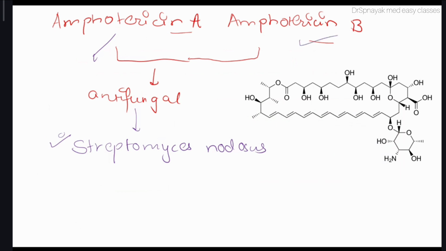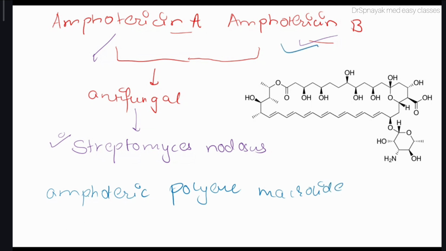Okay, so moving towards the pharmacokinetics and the chemistry of amphotericin B. Amphotericin B is an amphoteric polyene macrolide. Now, what do I mean by amphoteric? There are some drugs which act as weak bases, say phenytoin, and there are some drugs which are weakly acidic. But amphotericin acts as both an acid as well as a base. So that's why it is called amphoteric.